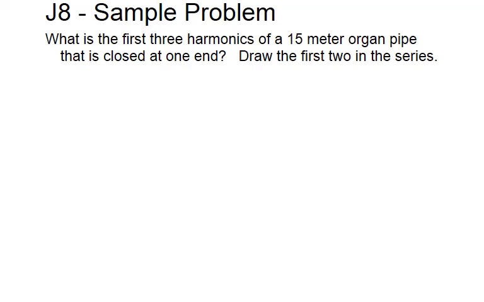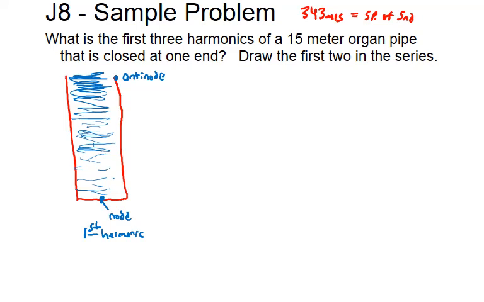When you draw the 5th harmonic, which is the third in this set, you're just going to add another node and an antinode, and then you can calculate each of these as well. So what we're going to assume here is the speed of sound is 343 meters per second. So go ahead and pause the clip and give this a try, and then when you're ready to check, you can hit play to continue.